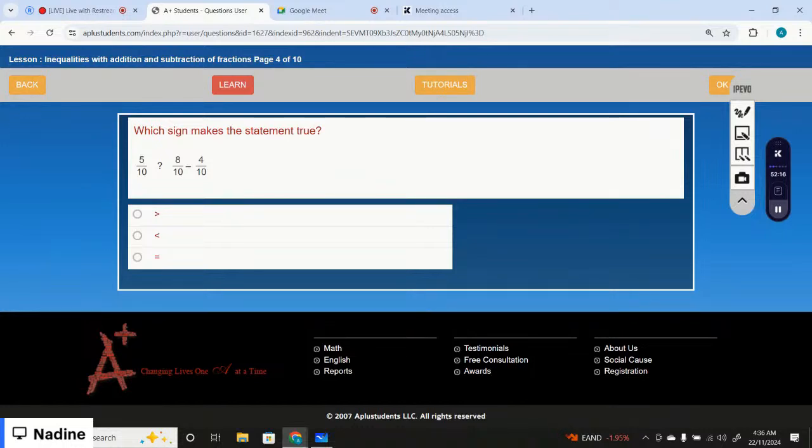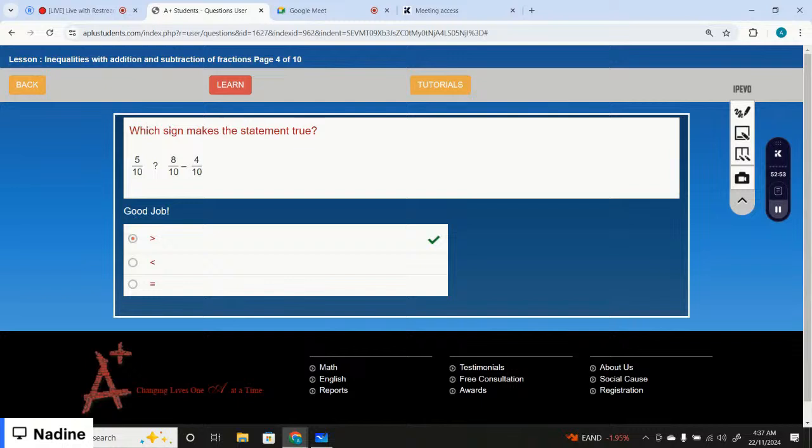5 over 10, you have to compare it to 8 by 10 minus 4 by 10. 8 minus 4 is 4. So that is 5 by 10 is greater than 4 by 10. Option number 1 is the correct option.